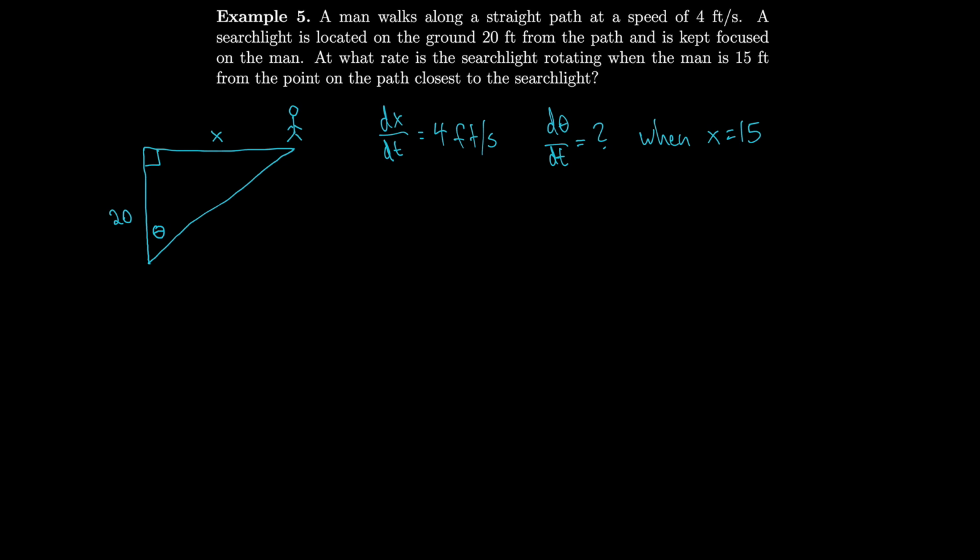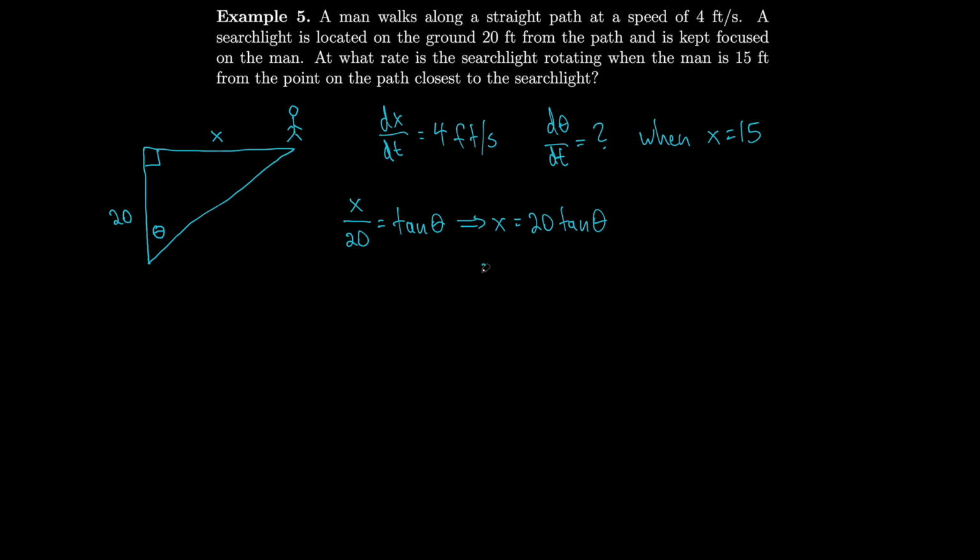Okay, we need a relationship between theta, x, and 20. Notice we have theta, we have opposite, and we have adjacent, so we should probably use tangent. Opposite over adjacent, x over 20, is equal to tangent of theta. Solving for x, we get that x is 20 tangent theta, by multiplying by 20.